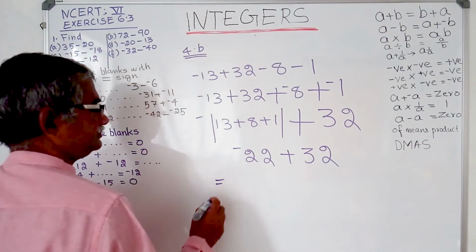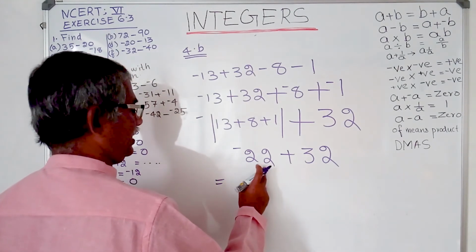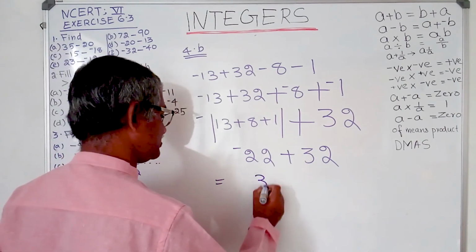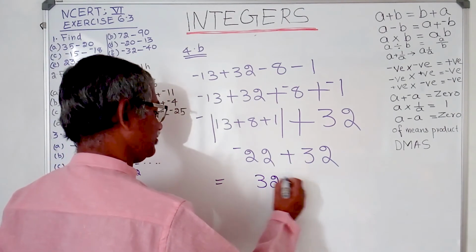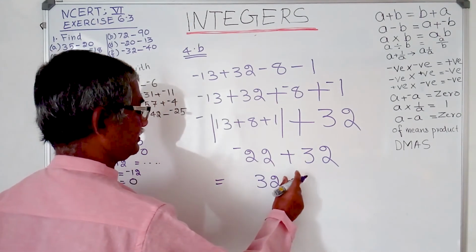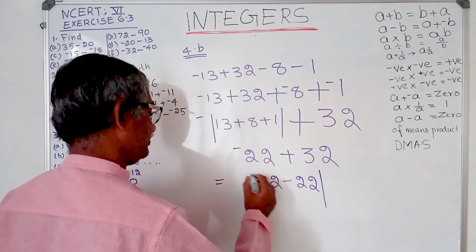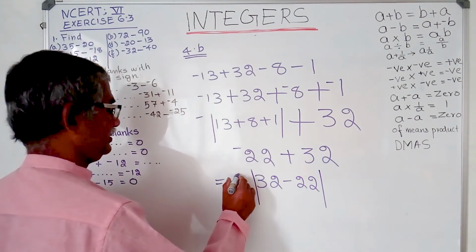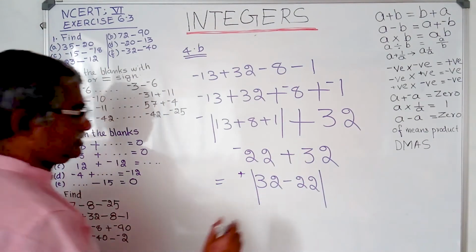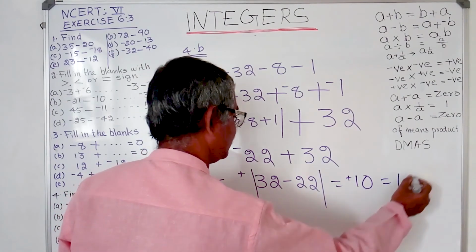Using the method of additive inverse: to add a negative number and a positive number, take the difference. So we are applying the difference approach. 32 minus 22, absolute values. Take the sign of the larger absolute value, that is positive. Answer positive 10, or equal to 10.